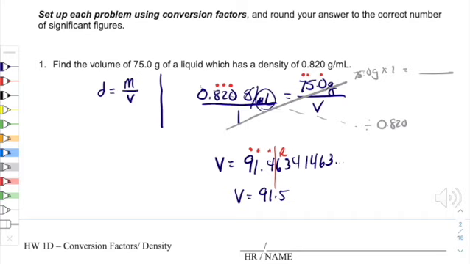My unit will be the only thing that's left, milliliters. So for this problem, it solves out to be 91.5 milliliters.